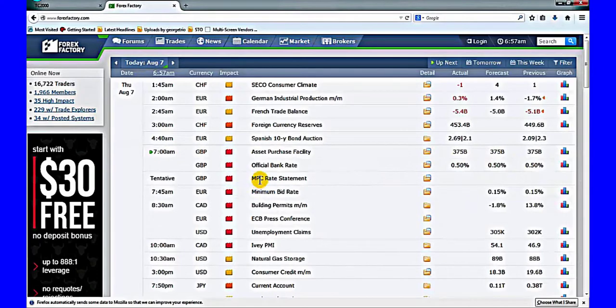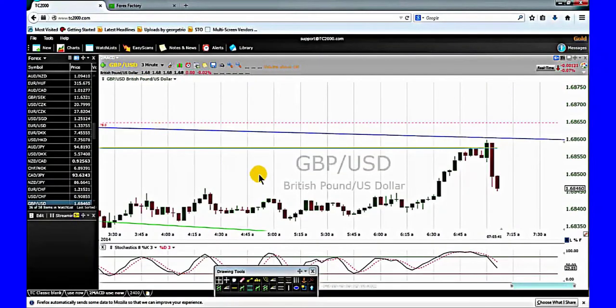Now the third data is the MPC rate statement. It's just some information there for traders. But according to the wave principle, what we are looking at on a daily chart allows me to predict that the market sentiment at the end of these economy news will be bearish, meaning that the pound-dollar currency pair will go down. That's why we are selling the pound now.